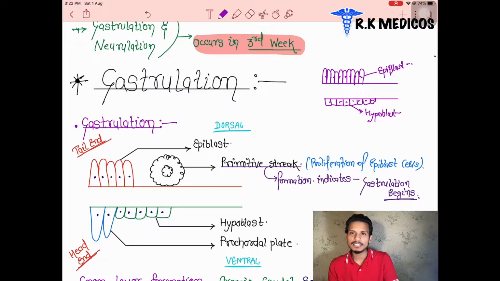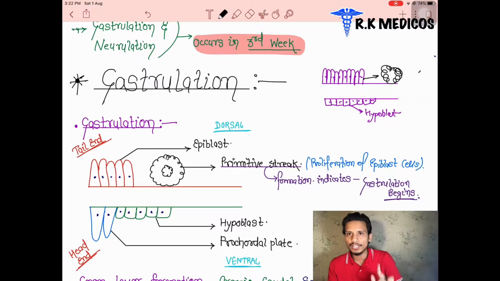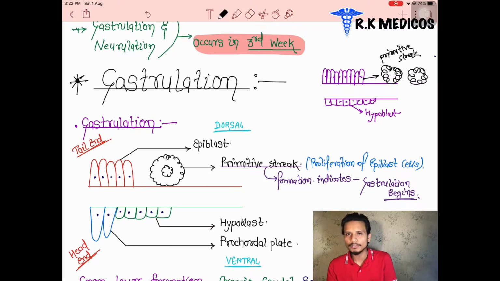In the third week the epiblast cells proliferate and form something. The upper part cells modify, forming a simple streak-like structure. This streak is formed for the first time, which is why it is called the primitive streak. So now you tell me, the primitive streak is formed in which week? That is the third week. From which cells? Epiblast cells.